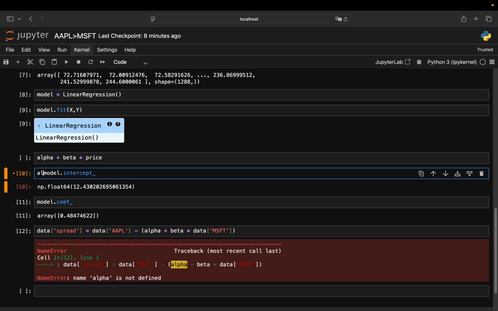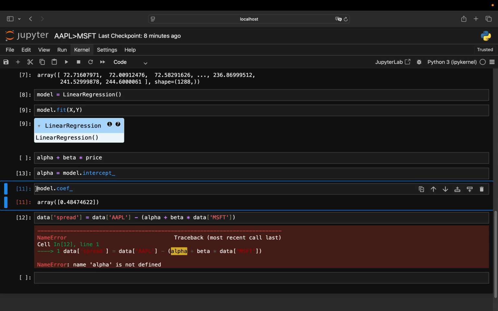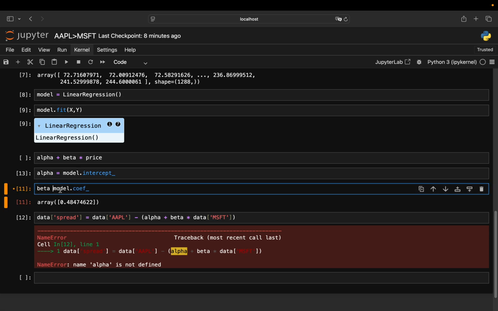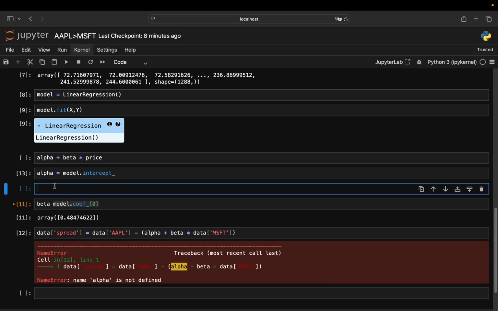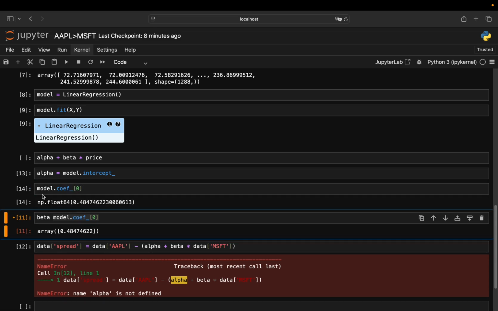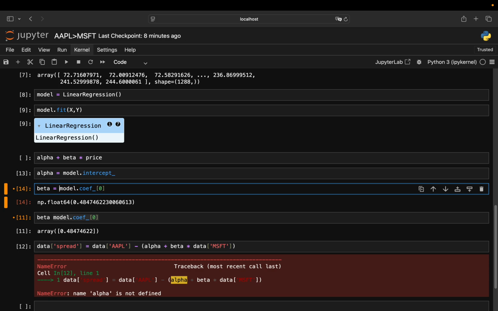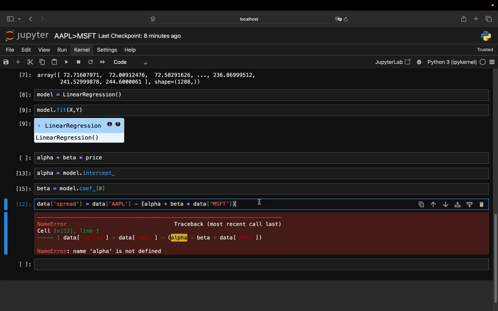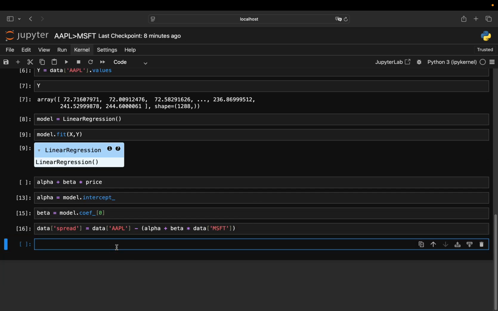So obviously define the variables, don't mess it up as I just did. So the model is the coefficient 0, that's just indexing this value, just if you're wondering why I'm doing that. And then I'm assigning it to beta. So we got the spread here defined.